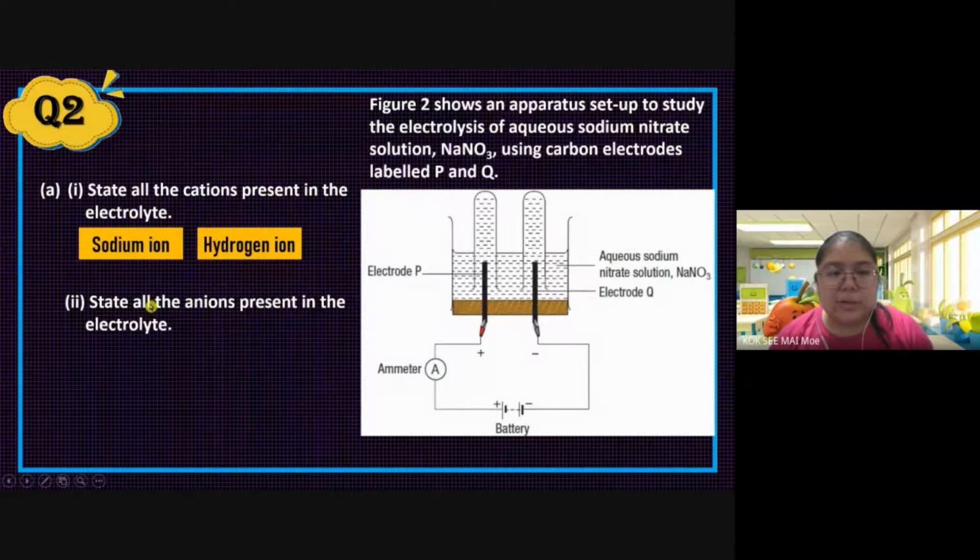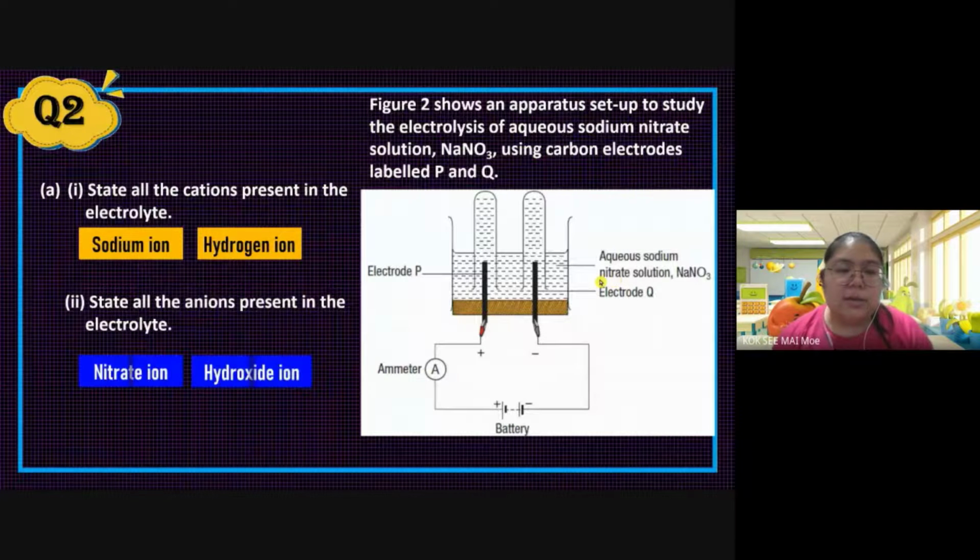Now they ask you to state the ions present in the electrolyte. So from here, sodium, another one is nitrate ions. Hydrogen must come together with hydroxide. So there are nitrate ions and hydroxide ions, these two are negative, and sodium and hydrogen are positive. From here you can see the terminals. The positive terminal joins with electrode P, so electrode P is an anode. The negative terminal joins electrode Q, so electrode Q is a cathode.